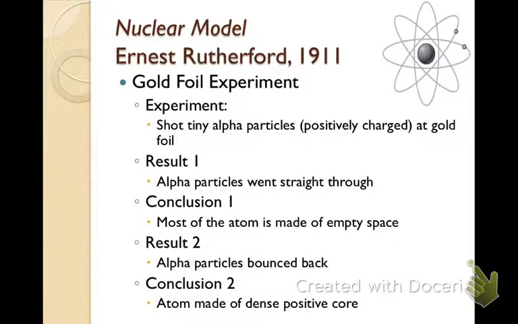So his experiment was to shoot tiny alpha particles, which are positively charged, at gold foil. The first result was that the alpha particles went straight through, which is what we would expect, and the conclusion was that the atom was made of mostly empty space. The second result was that some of the alpha particles bounced back or were deflected, and the conclusion based on this was that atoms had a dense positive core. Remember, alpha particles are positive, and so for them to bounce back off of something, that other thing should be positive as well. So here's how we get the nuclear model: there was something else inside of the atom, and there was a dense positive core.